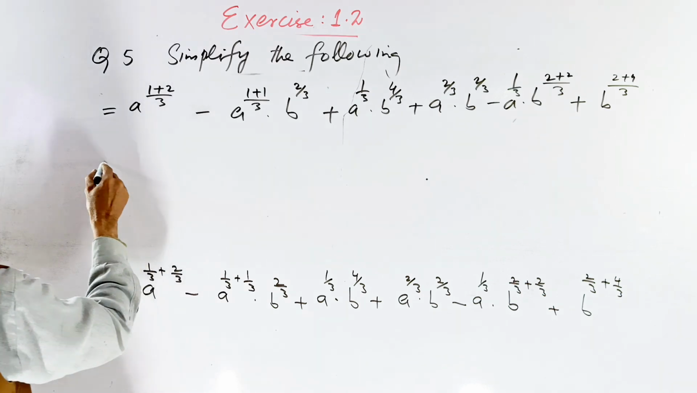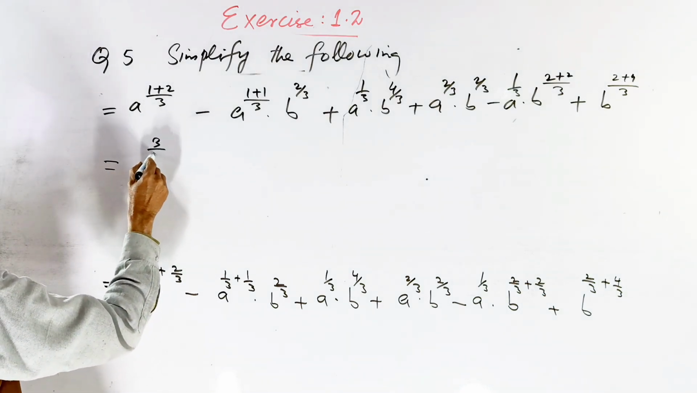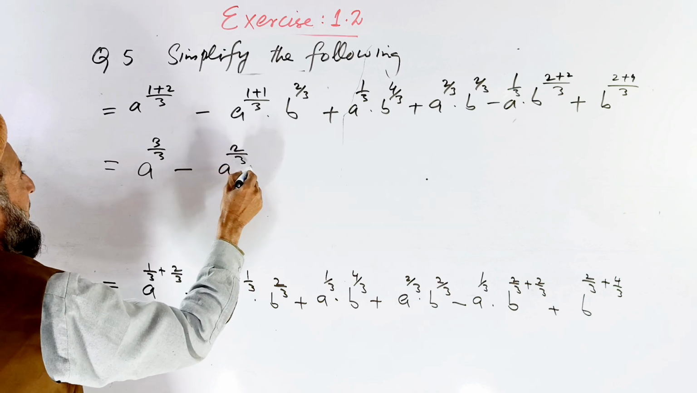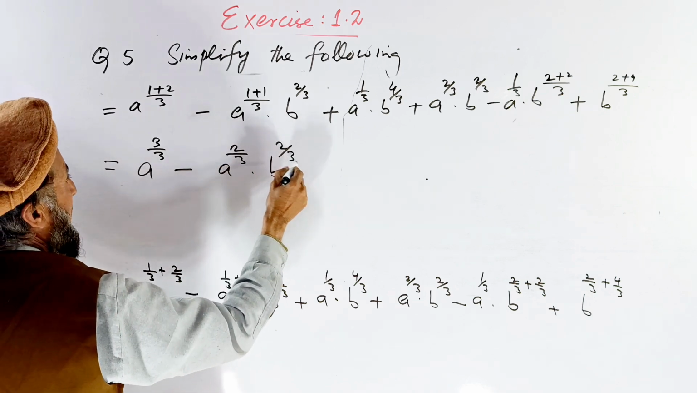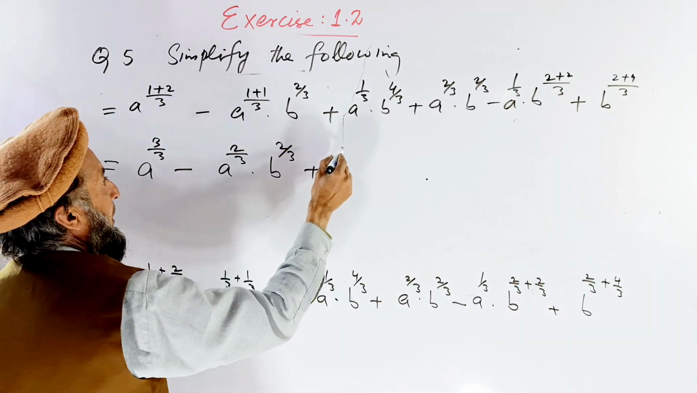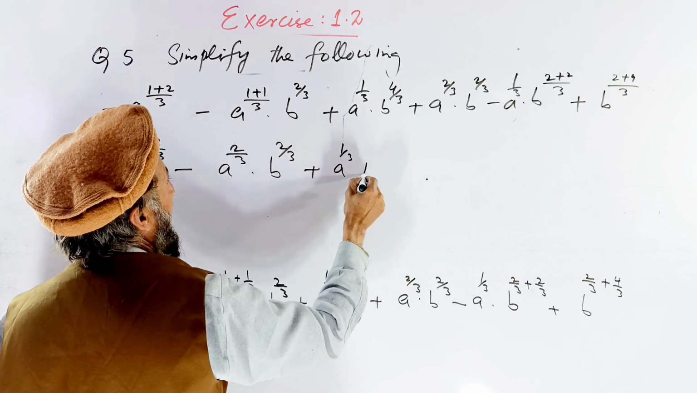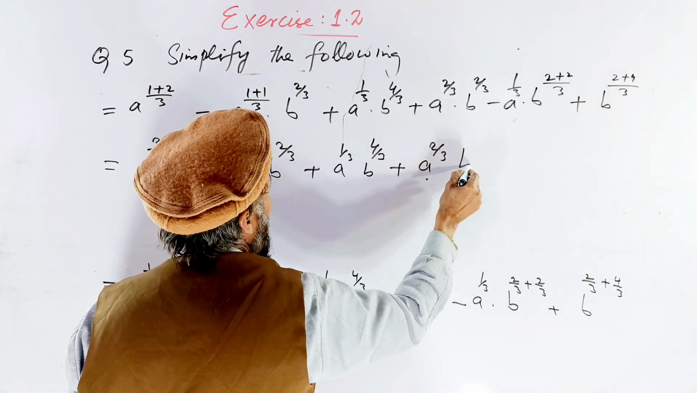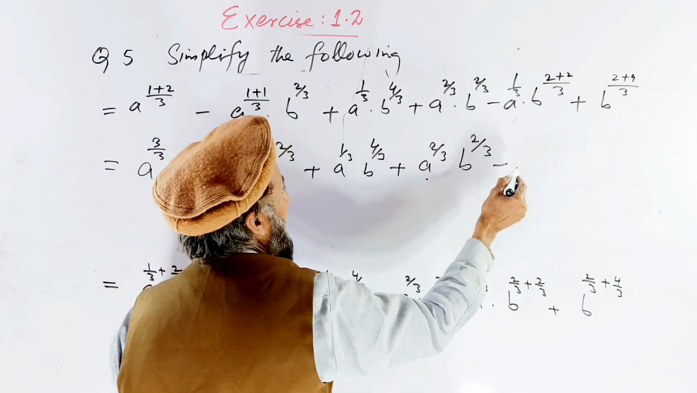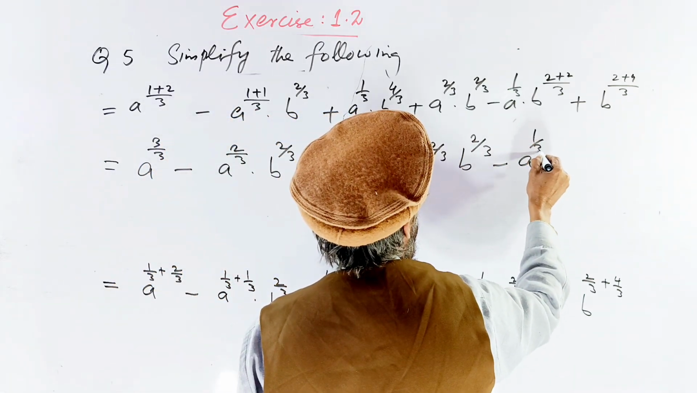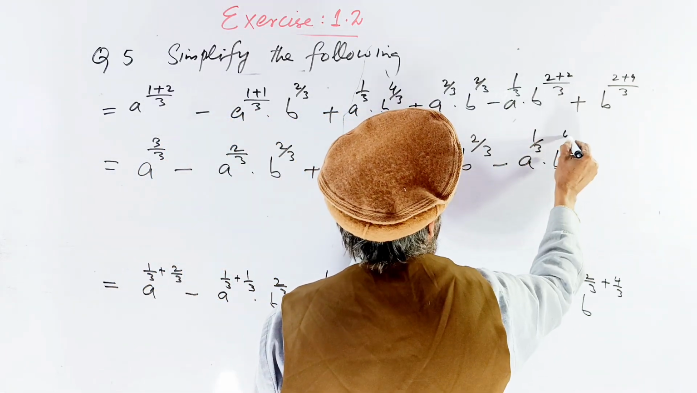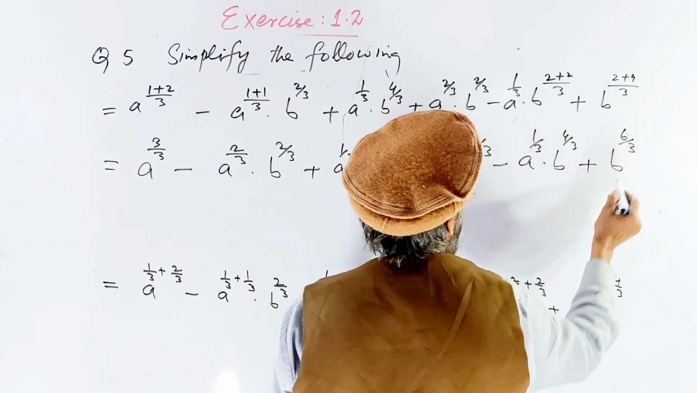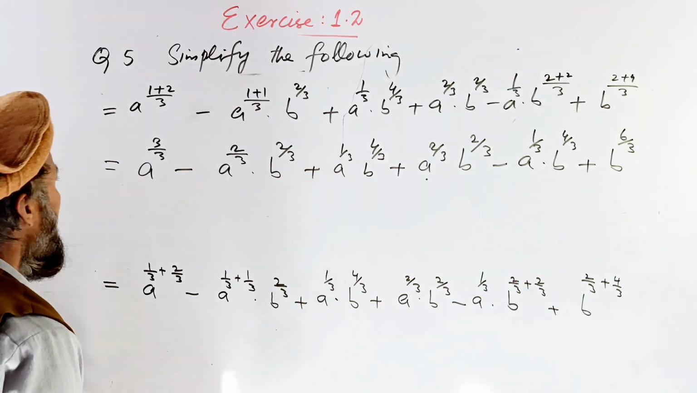Further we can simplify this result. We can write a 3 over 3 minus a, we can write 2 over 3 b 2 over 3 plus a 1 by 3 and b 4 over 3 plus a 2 by 3 and b 2 by 3 minus a 1 by 3 and b we can write 4 by 3 plus b we can write 6 by 3.